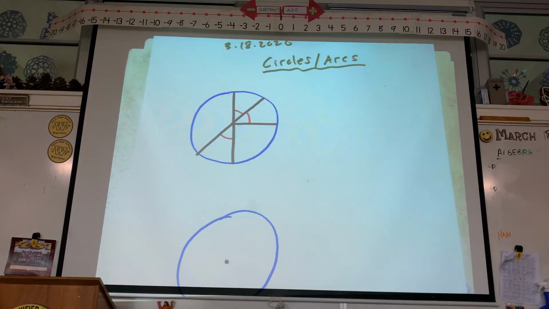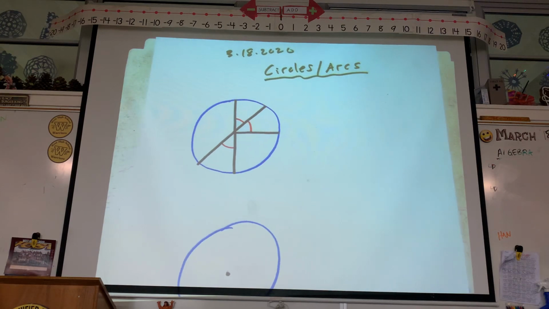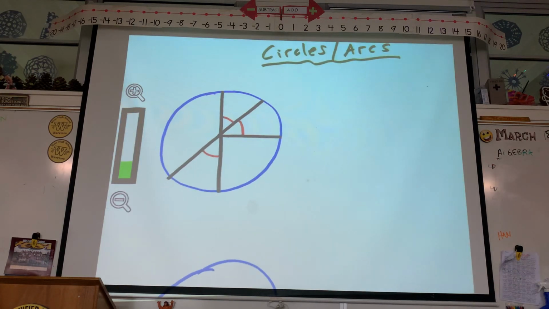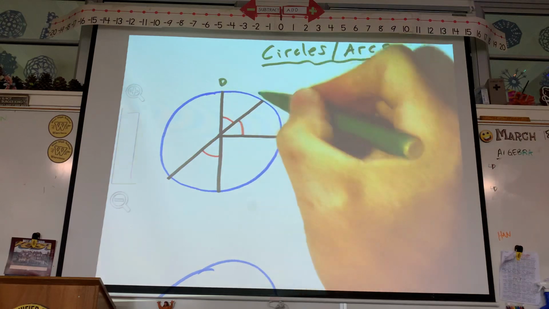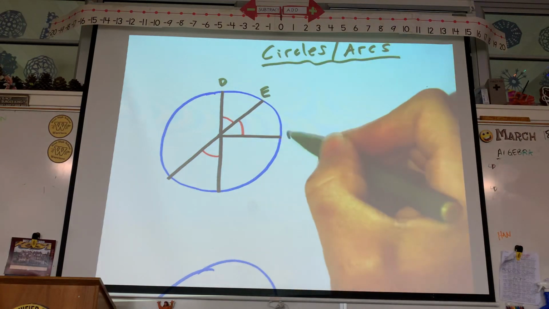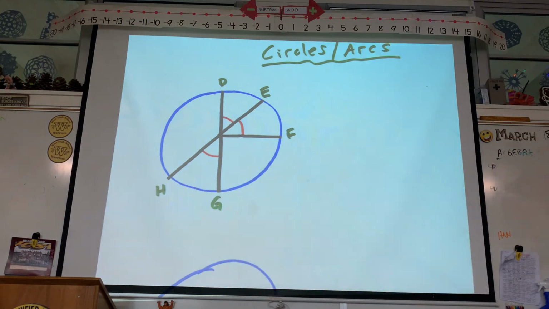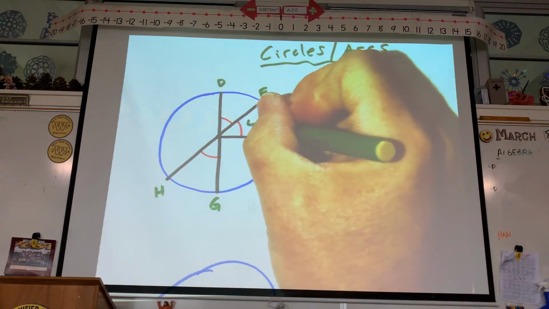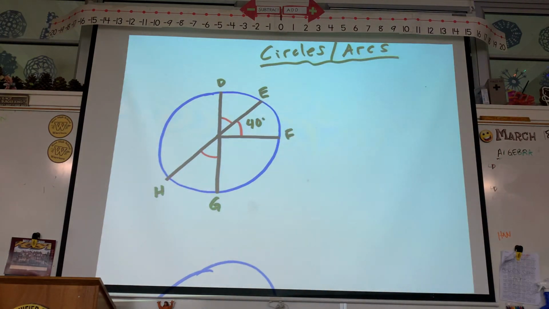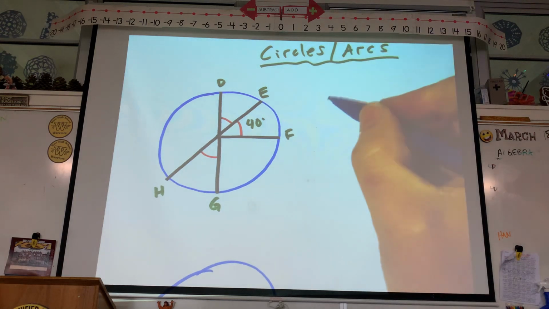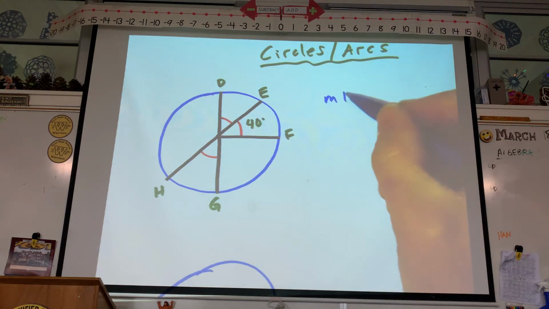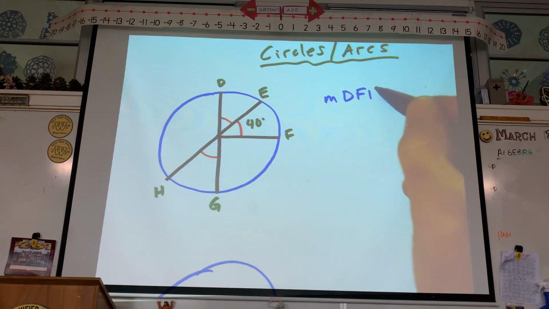1, 2, 3. Put those congruency marks right there. 3 of them. And let's label these D, E, F, H, and G. Let me give you one measurement of 40 degrees. And I'm going to say, what is the measure of arc DFH?